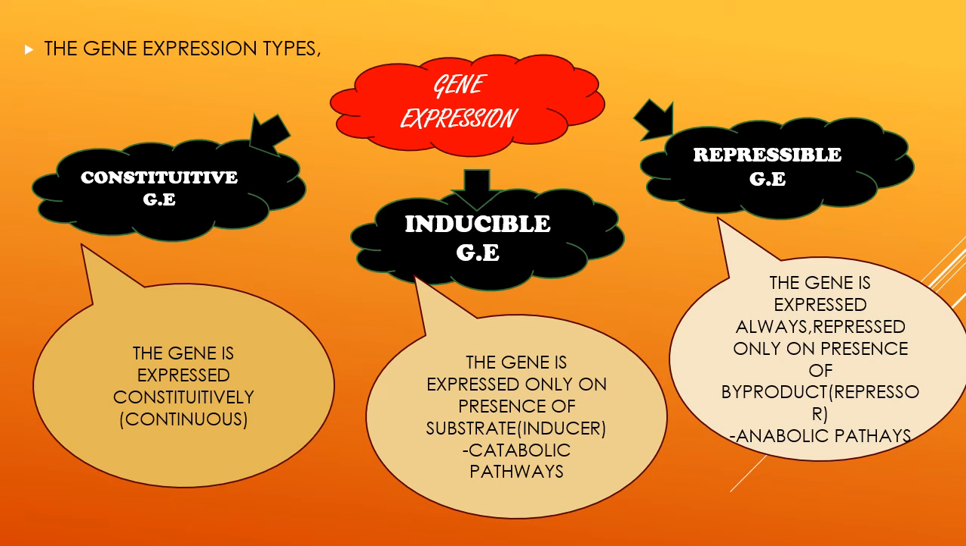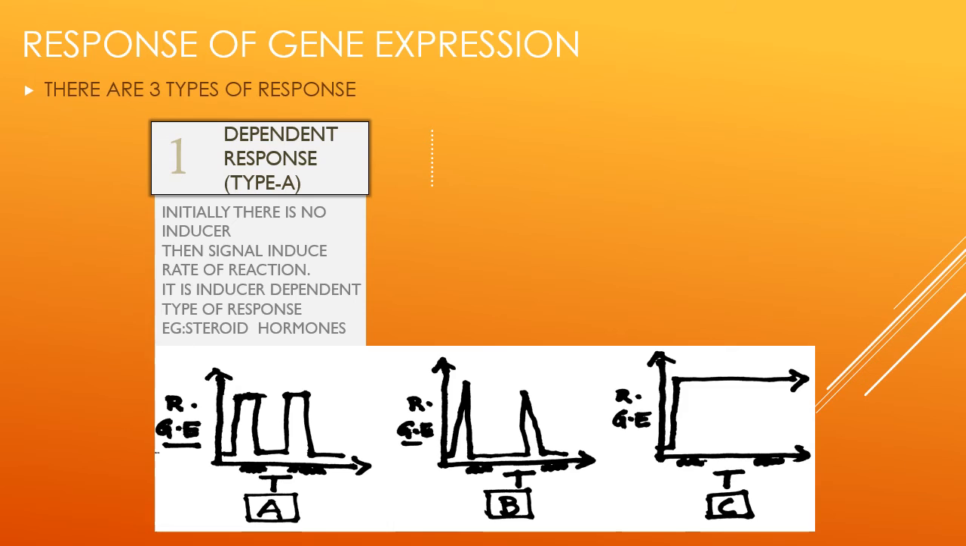Now we can see about response of gene expression. There are three types of response. First is dependent response, a type A response. Initially there is no inducer. The signal will not be there. When the signal persists, then the reaction will occur. When the signal is down, then the reaction will not occur. Again, when the signal comes, the reaction occurs. This type is known as dependent response, that is signal dependent response.